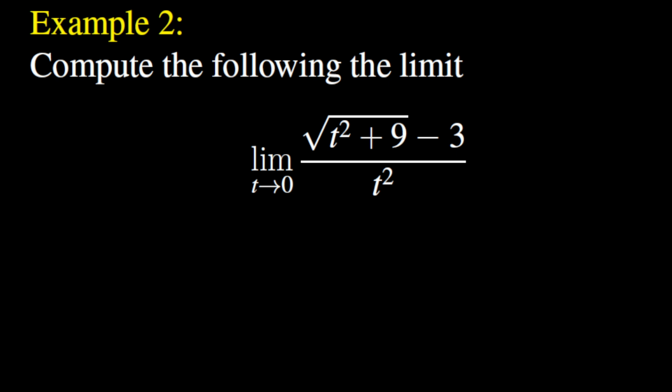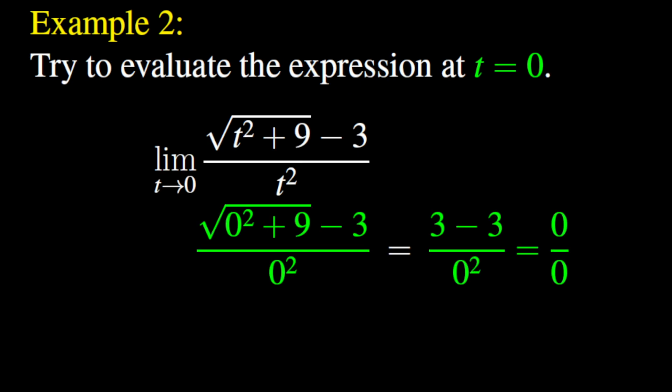For this second example, we have to compute the limit as t goes to 0 of the expression the square root of t square plus 9, minus 3, over t square. This function has a radical, so we will certainly use the conjugate expression to simplify the entire expression. As we did in the first example, we evaluate the expression for t equals 0. We obtain the square root of 0 square plus 9, minus 3, over 0 square. It is clear that the numerator is 3 minus 3 and the denominator is 0, because the square root of 9 is 3. This is obviously 0 over 0, which is undefined.